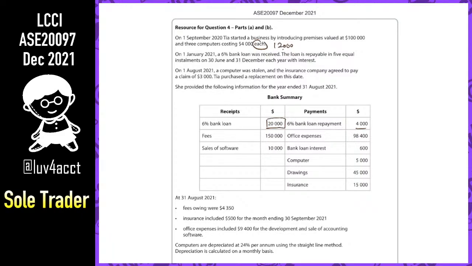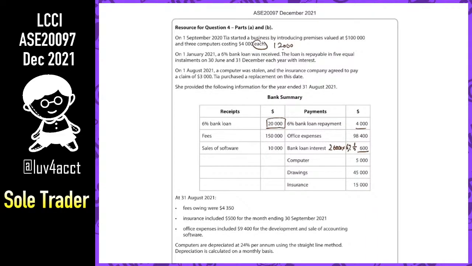Okay, so here we have bank loan interest as well. Let us see if it is correct. 6%. So we have 20,000 and then 6% and then half a year. Yes, it is correct. 20,000, 6% and then half year.